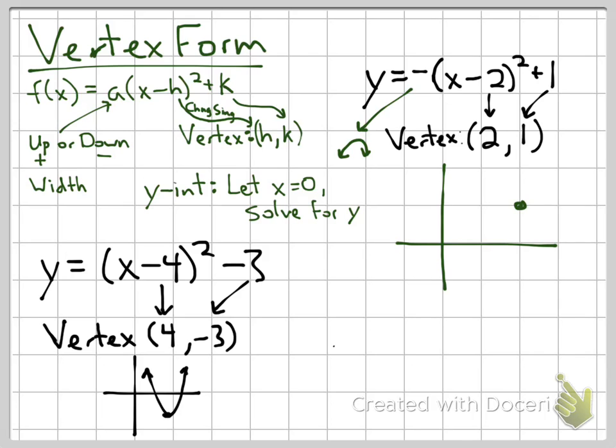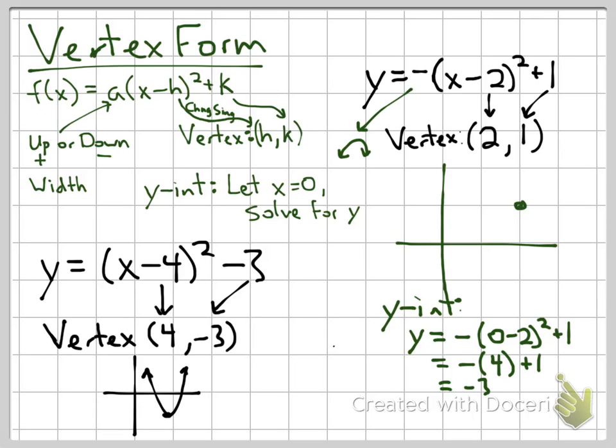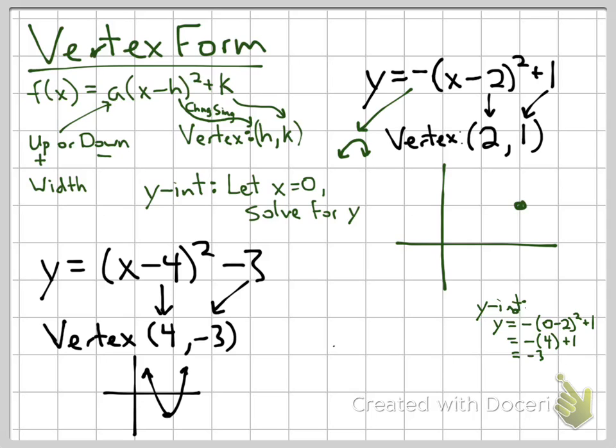Now if I wanted to find my y-intercept, I'm going to let the x's be 0, so that would be y equals negative 0 minus 2 squared plus 1, which would be negative 4 plus 1, and we get negative 3. So it would hit down here at negative 3. And we'd have our parabola.